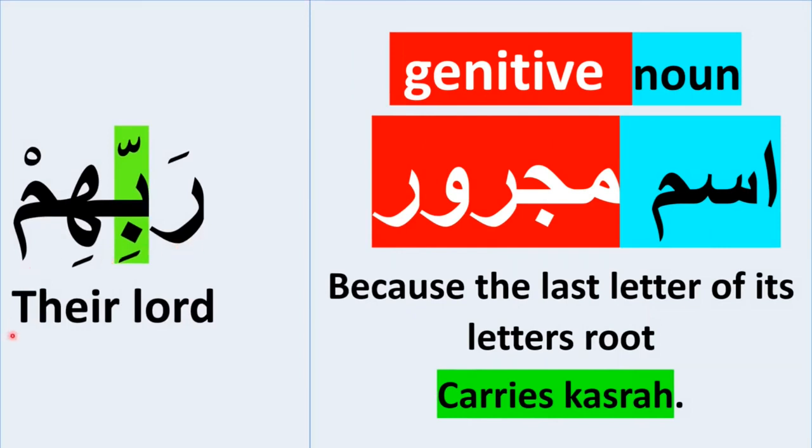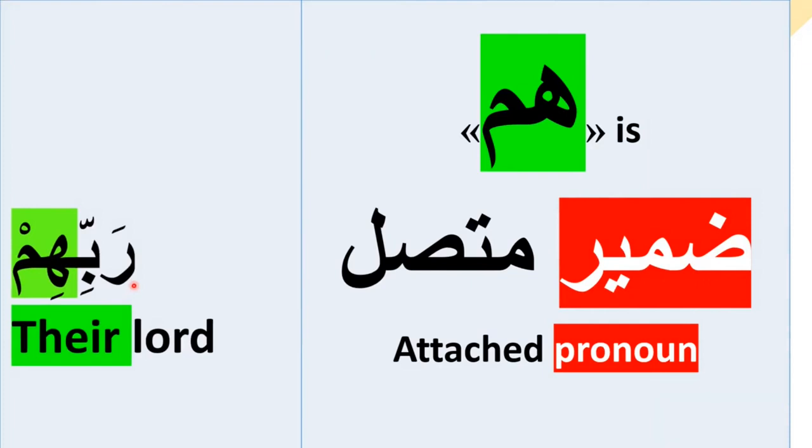ربهم, their Lord. اسم مجرور, genitive noun, because the last letter of its letter root carries kasra. Rabbi, Lord. Him, their. Rabbihim, their Lord. Hum is a ضمير متصل, attached pronoun.